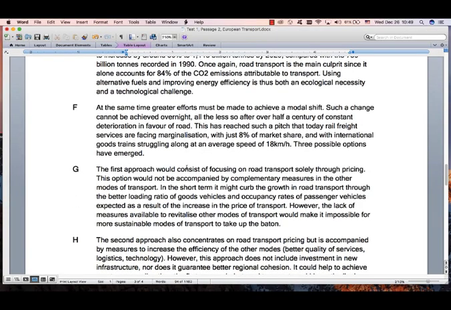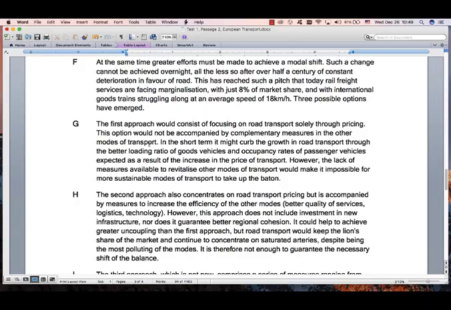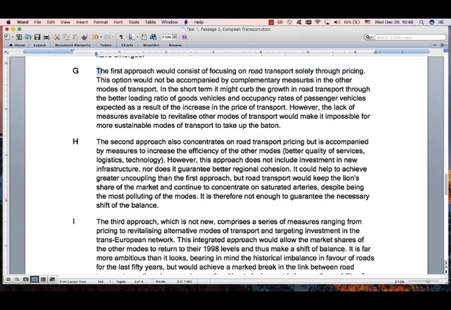At the same time, remember we're not looking at F, we've got F. The first approach, this is very interesting language: the first approach would consist of focusing on road transport solely through pricing. Solely, it's a good word to know. Sole means only or alone. Solely means only. Good vocabulary. But this made me very interested, and I just quickly look over here and I see there's the second approach and there's the third approach. Now this makes me very interested because we've got a group of three things here, and often you can find the three headings all together.